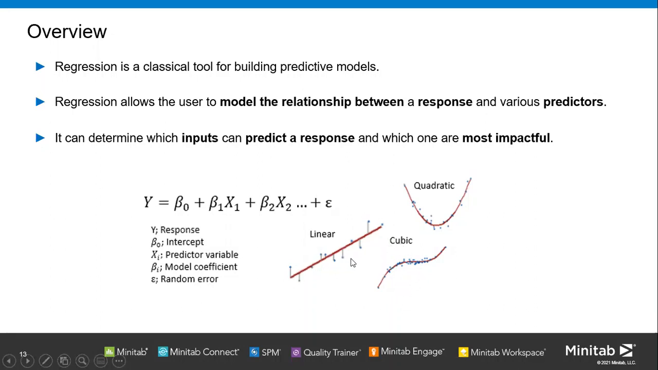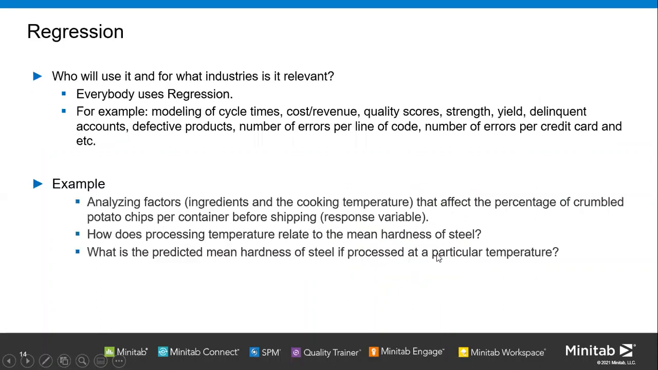So the majority of us use linear regression since it's easy to explain. But your modeling can be quadratic, which we call non-linear. Non-linear regression is also available, or something like a cubic. The quadratic is something like y equals x to the power of 2. Cubic is y equals x to the power of 3. So who will use it?